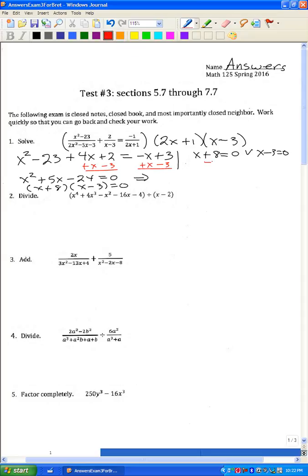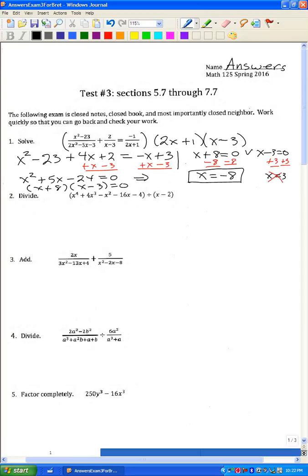Subtracting 8 from both sides of my equation, adding 3 to both sides of my equation, I get x is equal to negative 8, or x is equal to 3. Well, x cannot equal 3 because if x were equal to 3, I'd be dividing by 0. So that's an extraneous solution. Therefore, x is equal to negative 8.